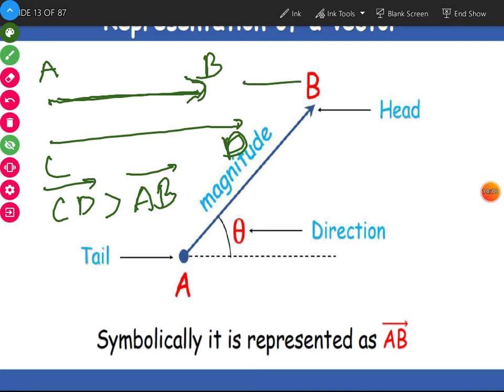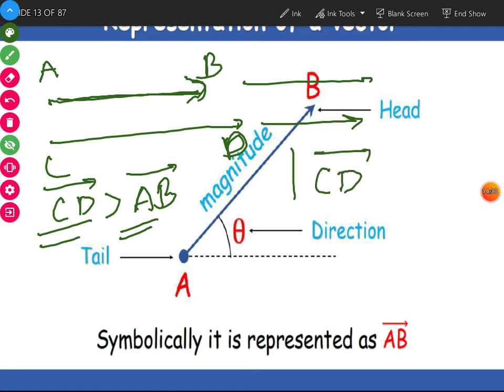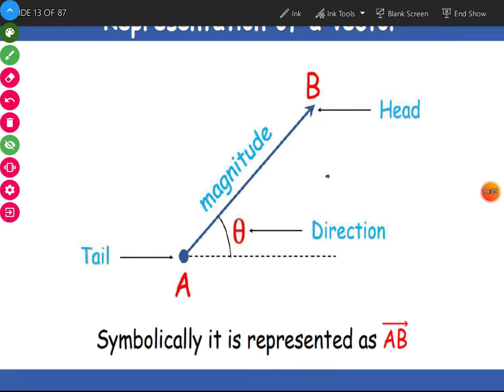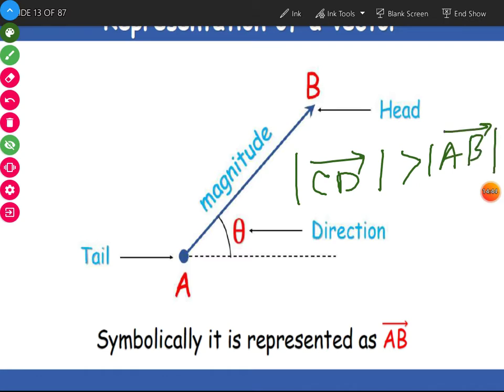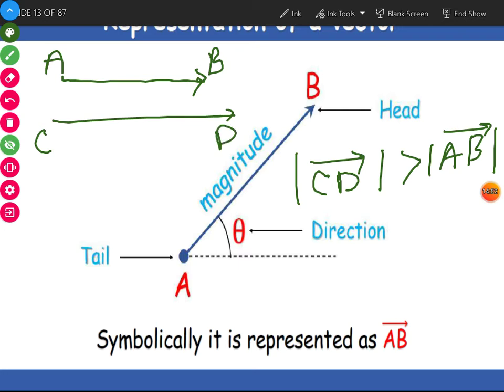Direction is toward the x-axis for both, but the magnitude of CD is greater than the magnitude of AB. So we can write like this: the magnitude of CD is greater than the magnitude of AB, in which case this is your AB and this is your CD. Direction is the same but magnitude is greater. So we can write like this also: CD is greater than AB.